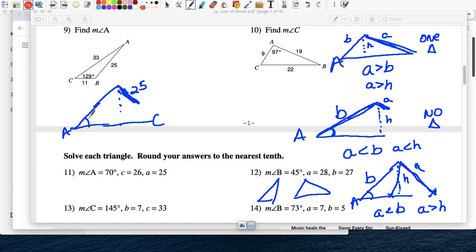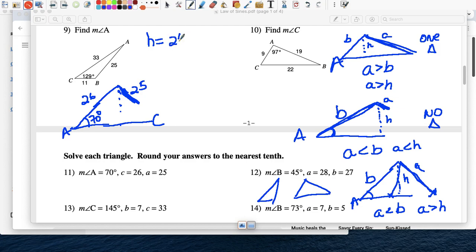It's 70 degrees. So that angle is 70 degrees. We know this is 26 and little a is 25. So that's what your drawing looks like. We need to find the height. So the height is going to be, right, this side.